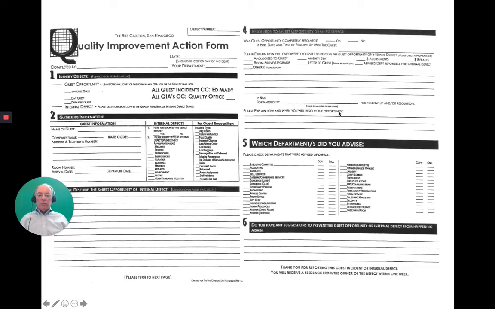And that results in a quality improvement action form when you start looking at the areas where you need to make some changes. That would then be distributed to the various departments. Now this is shown in a paper form. Obviously today it's digital in terms of how they communicate those kinds of things.